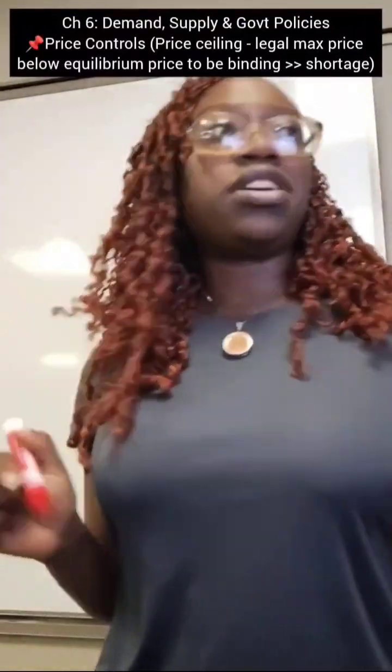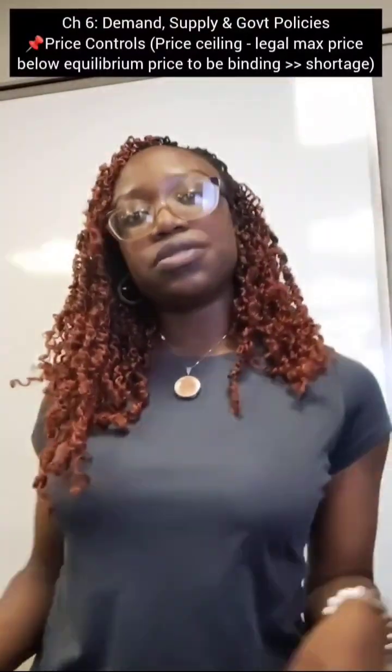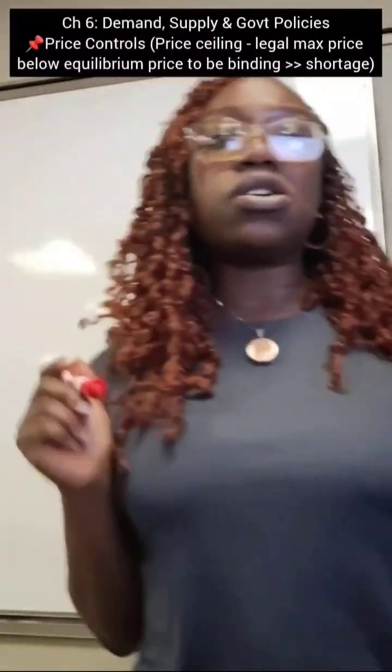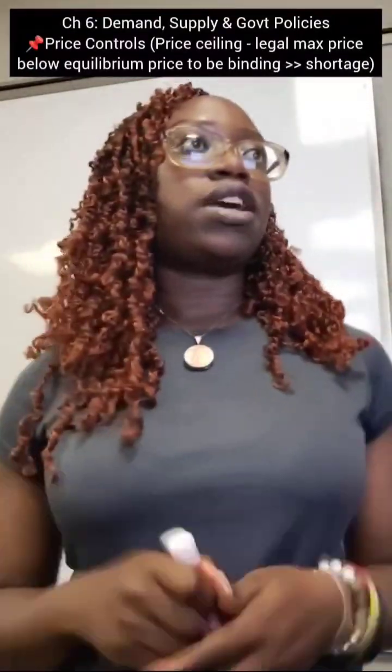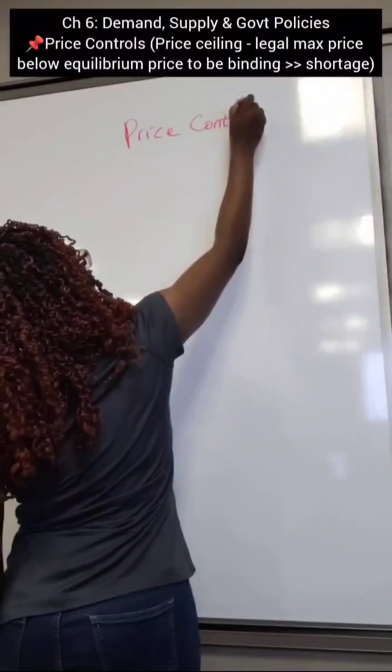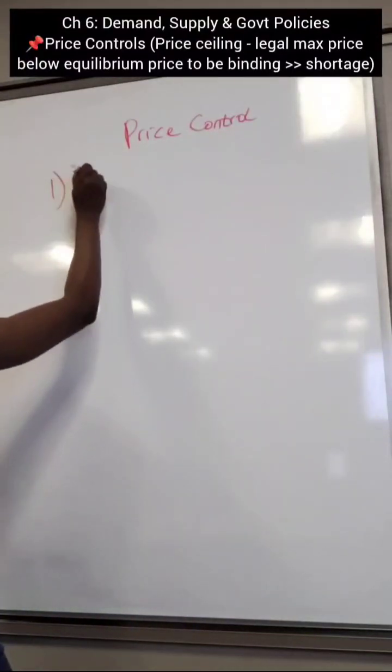So today we're going to be covering demand, supply, and government policies, right? I've explained briefly what government policies are all about, and today we're going to go into details of two kinds of government policies. Specifically, we are looking at price controls. And the first type of price control we're going to be looking at is a price ceiling.